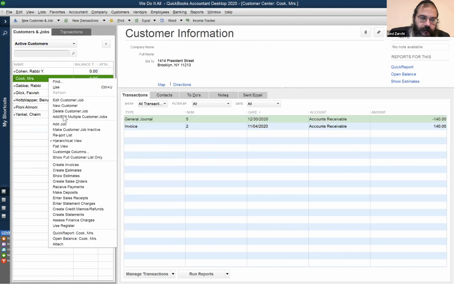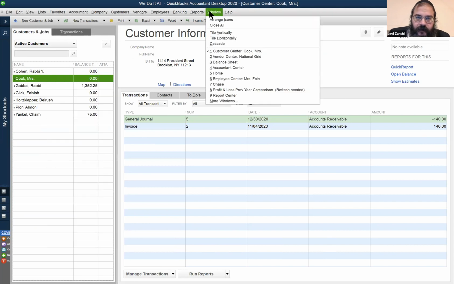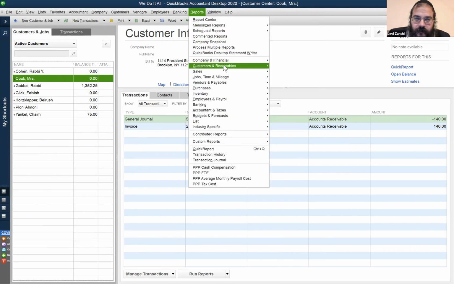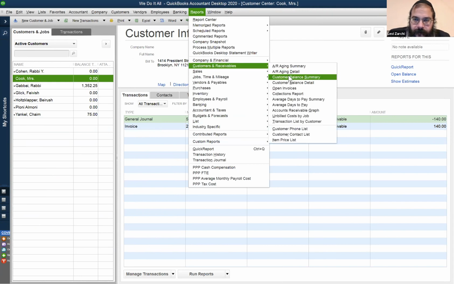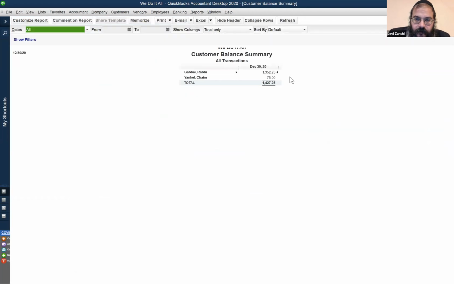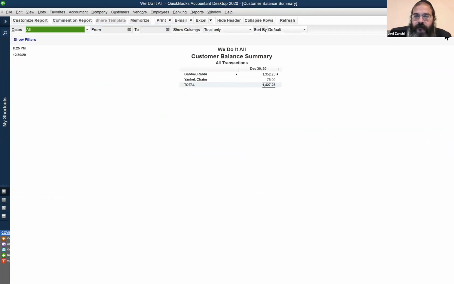But if I would go back to the open invoices again, reports, customers receivables, customer balance summary, it won't show up Mrs. Cook here, because she's eliminated the same way we eliminated money on the general customer balance summary.